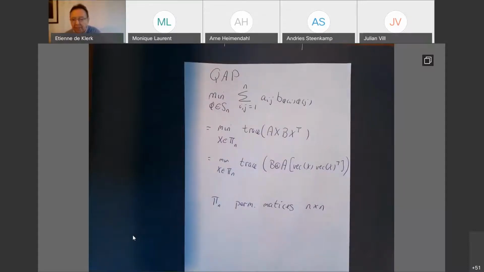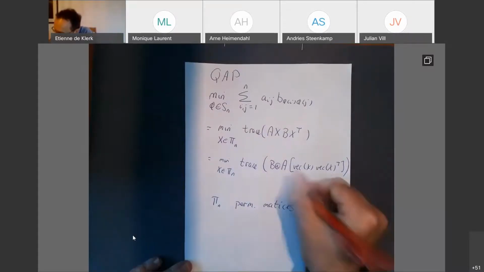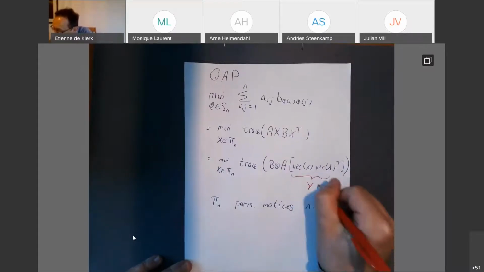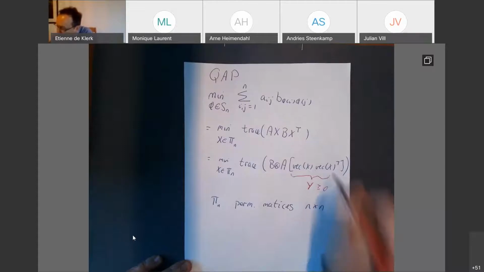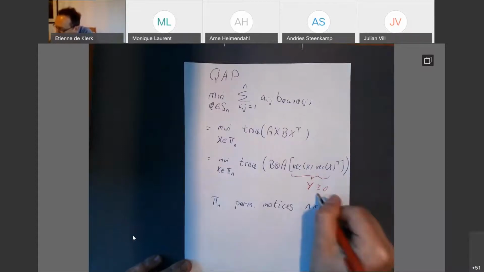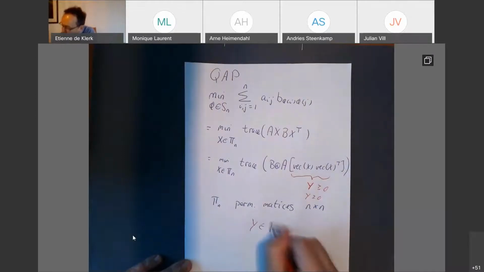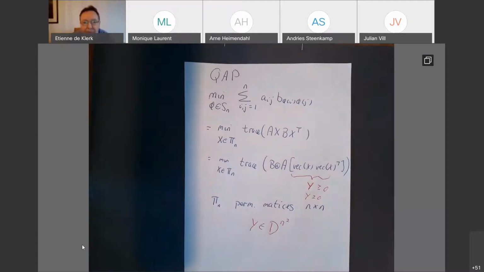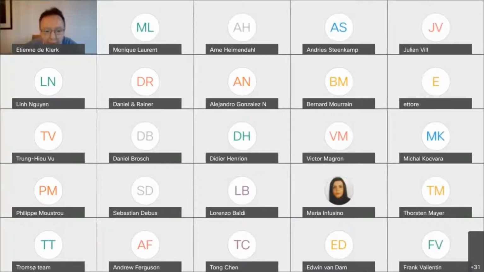And then the last thing is we can give this thing a name. We can call this a matrix Y, which is going to be a positive semi-definite matrix by construction. And it's also going to be greater or equal to 0. So we get that Y is definitely an element of the doubly non-negative cone of order n squared. This gives us the basis for convex relaxations that are used in practice. So let's go back to the slides.